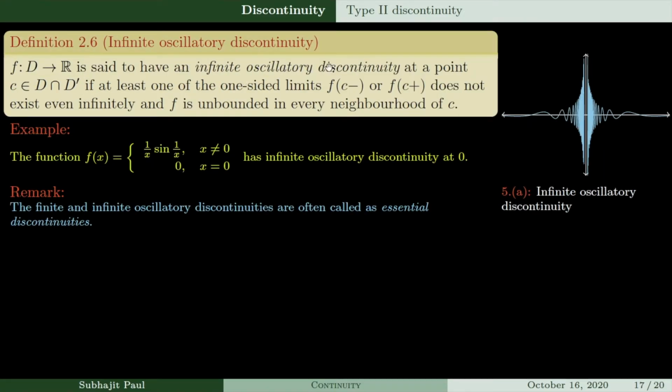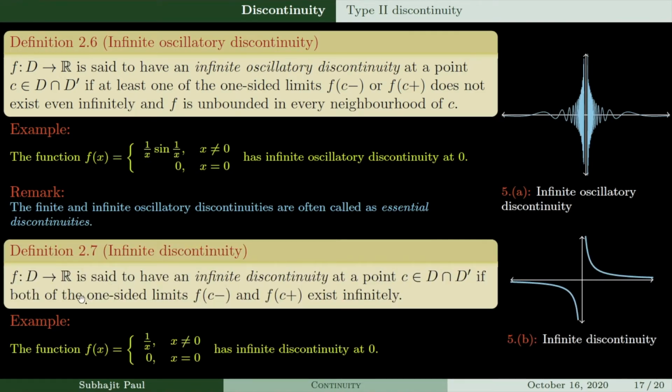Next, we have the infinite oscillatory discontinuity. f is said to have an infinite oscillatory discontinuity at a point c if at least one of the one-sided limits doesn't exist, even infinitely, and f is unbounded in every neighborhood of c. It will look something like this. This is 1 upon x sine 1 upon x. The graph will go this way. The border of this graph is 1 upon x, and sine 1 upon x is oscillating between the 1 upon x values. So this is 1 upon x sine 1 upon x, an infinite oscillatory discontinuity at 0. The finite and infinite oscillatory discontinuities are often called essential discontinuities.